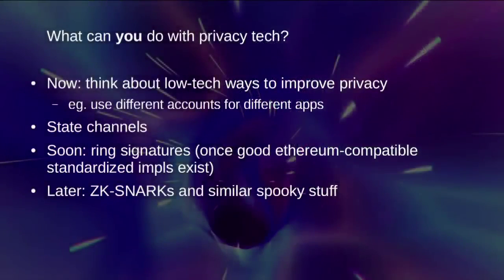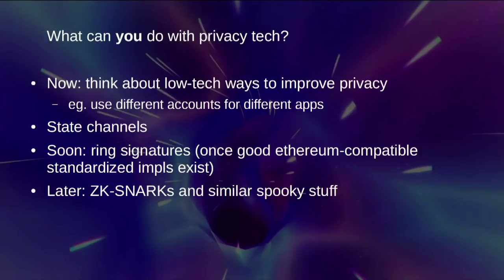So what can you, as a participant of the Ethereum Waterloo hackathon, do with privacy technology? First of all, things that you can do now. Well, you can think about low-tech ways to improve privacy. A simple thing is to use different accounts for different applications, and try to avoid unnecessarily leaking information on the blockchain. If you can get away with putting a hash of something on the blockchain instead of putting the original thing, then do it. Just small things like that.